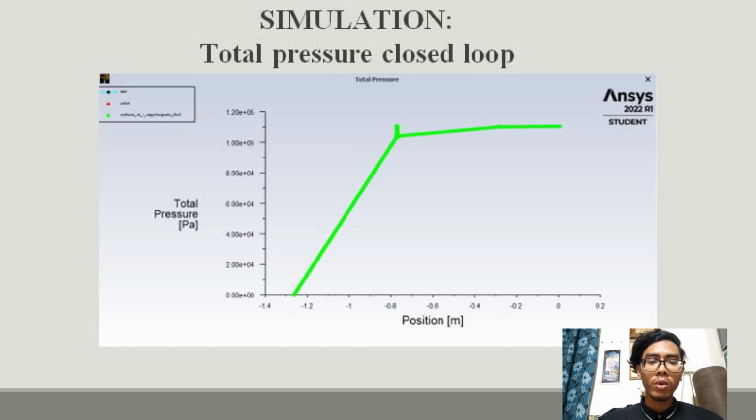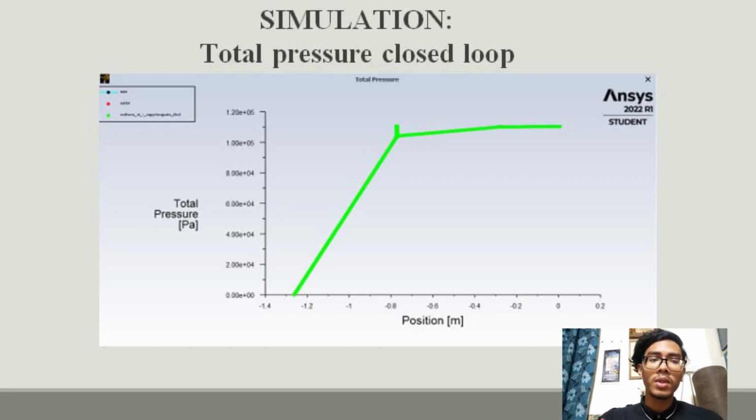Next, for the simulation, the total pressure closed loop: from the start until the position at negative 0.8, the total pressure is increasing, and after the position at negative 0.8, the total pressure is constant.